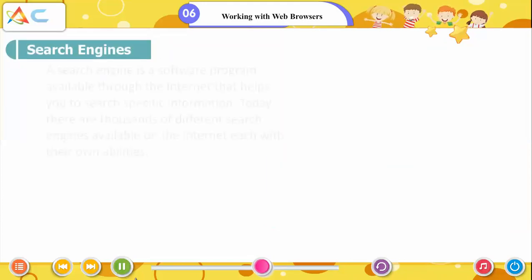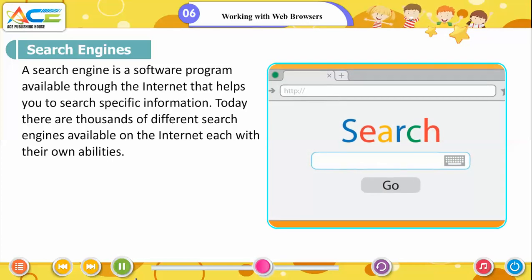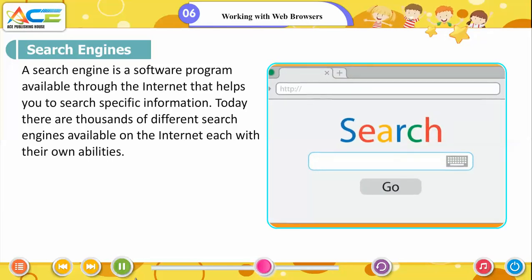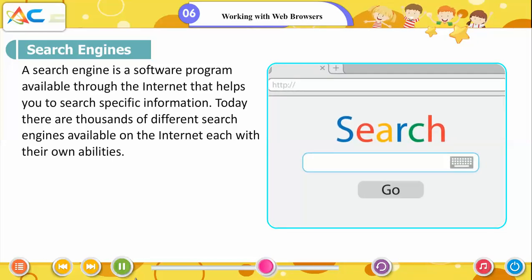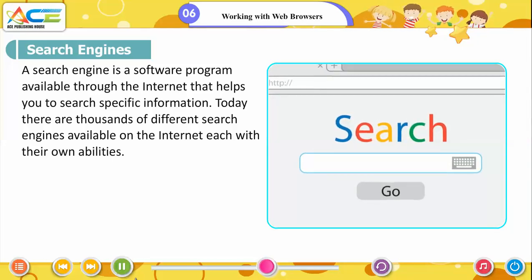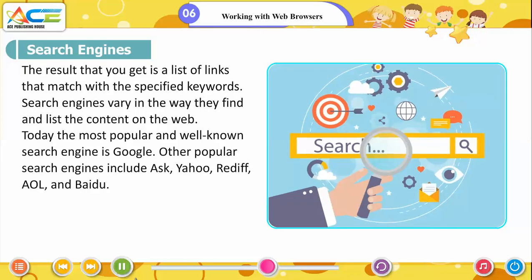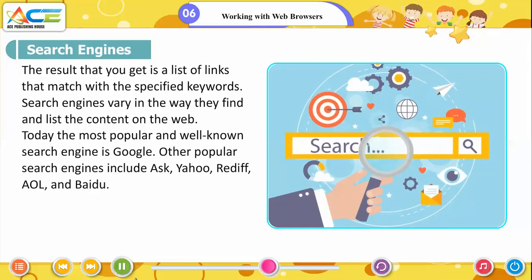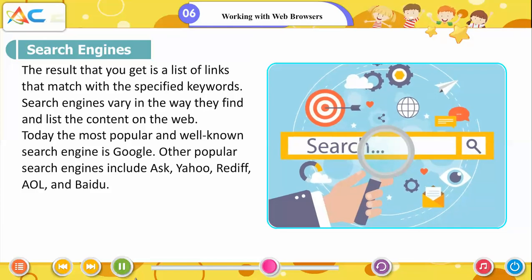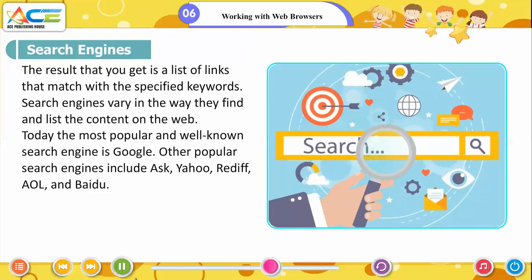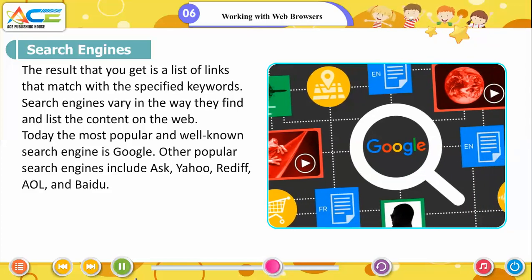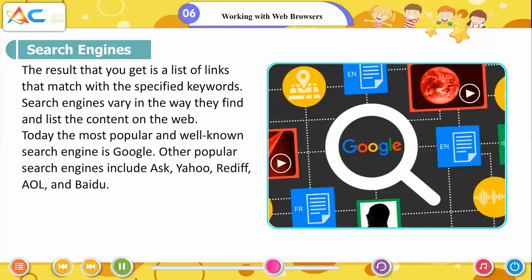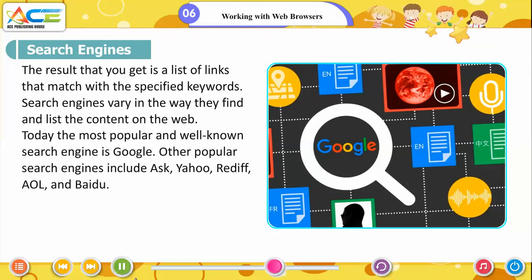Search engines. A search engine is a software program available through the Internet that helps you to search specific information. Today, there are thousands of different search engines available on the Internet, each with their own abilities. The result is that you will get a list of links that match the specified keywords. Search engines vary in the way they find and list the content on the web. Today, the most popular and well-known search engine is Google. Other popular search engines include Ask, Yahoo, Rediff, AOL, and Baidu.